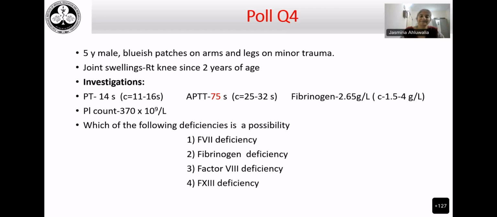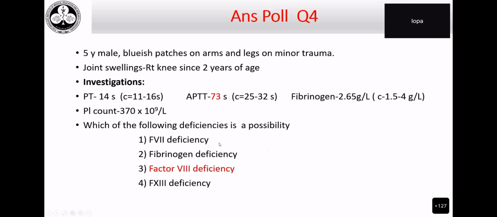Yes? All the attendees have answered option 3, factor 8 deficiency, ma'am. Absolutely right. Factor 7 deficiency would have caused an isolated prolongation of the PT, which is not there. Fibrinogen deficiency should have been caught by the fibrinogen assay, and factor 13 deficiency usually does not cause a prolongation of any of these clotting times, so it's unlikely to be that.